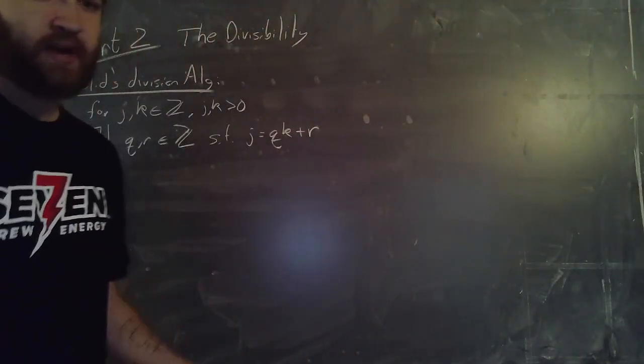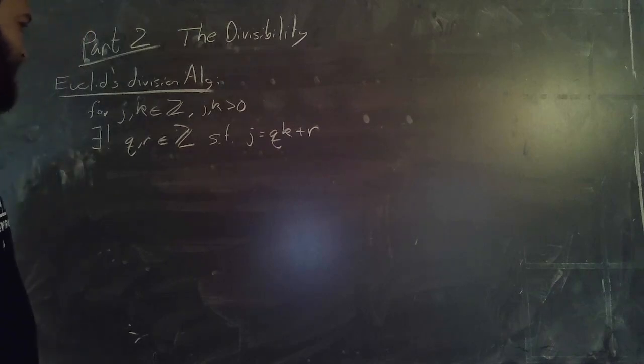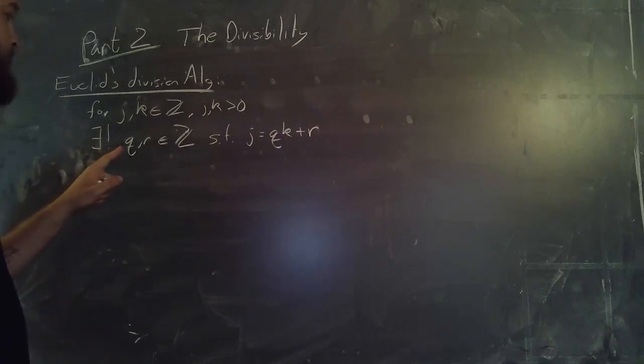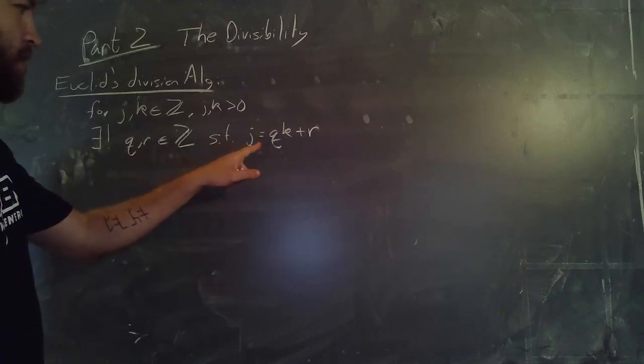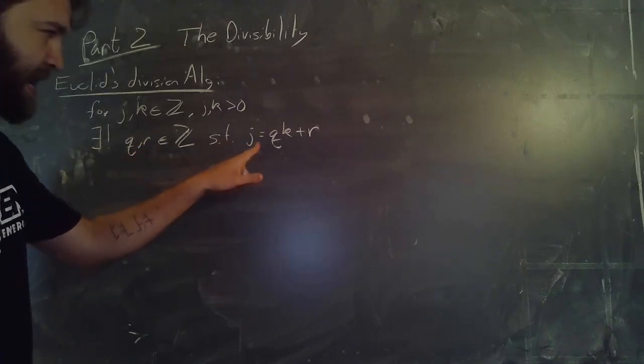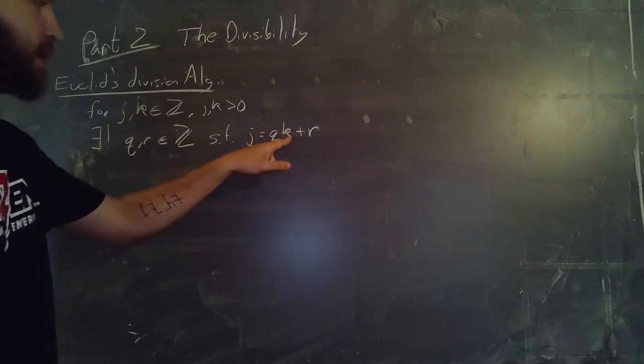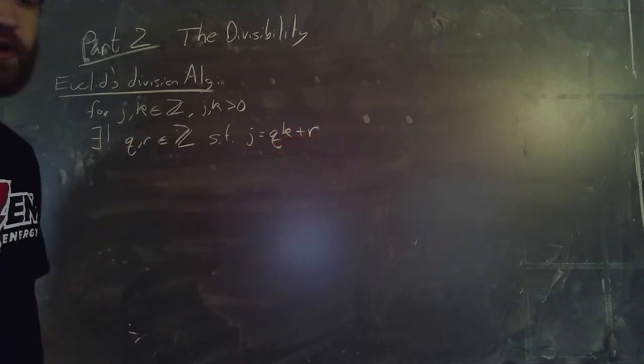So we can't use division to show how to divide. So what we have is a statement that says that for two integers, and these are typically positive integers, we can find a unique q and r, and that's quotient and remainder, within the integers so that our one number j would be equal to q times the other number k plus r.